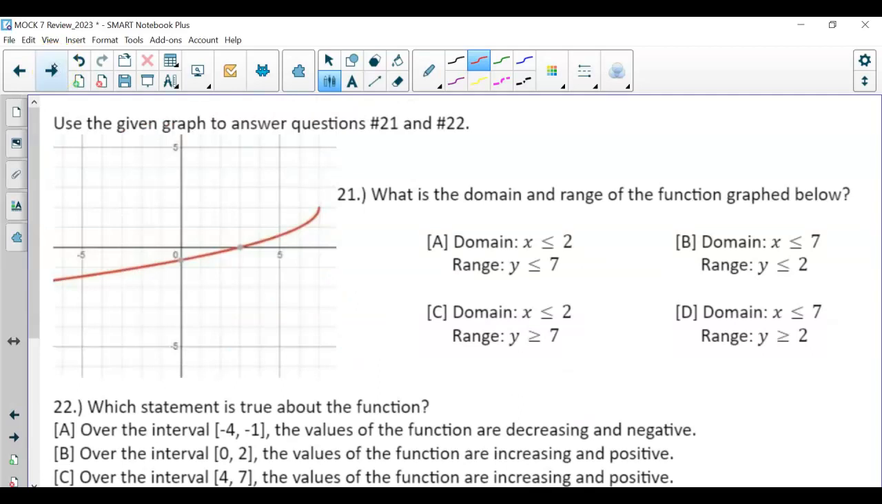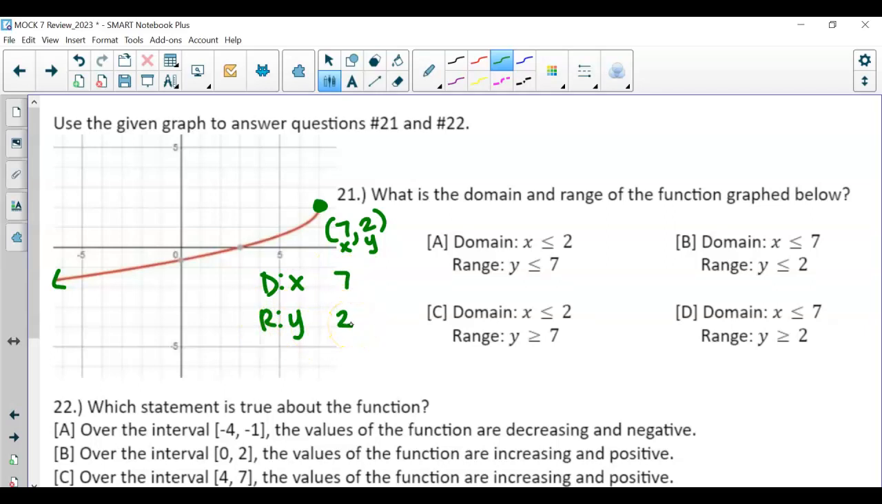So now question 21 and 22. We're using the graph here. 21 is talking about the domain and range of the graph. I'm just going to start with my starting point here, which is at (7, 2). This is my x, this is my y, and continuing on in my direction. Remember, domain is always x values, which in this case starts at 7, and the range is the y values, which in this case starts at 2.